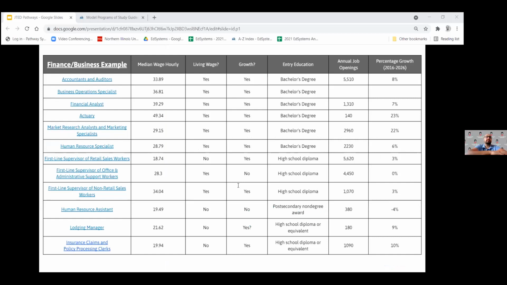This is an example of how we did this for finance and business, right? We looked at various occupations in the finance and business sector. We looked at the median hourly wage. Is that a living wage? Does that have job growth? And what is the entry education level, annual openings, and the percentage growth, right? And then we made a green dot or a green light for those occupations that we thought, hey, we should really be benchmarking our programs, our pathways to these occupations. These yellow lights, maybe we should be benchmarking to these, and I'll give an example of what the yellow means. And then those that are blank, we definitely thought, hey, let's not create programs or programs of study linked to those because they were not meeting the benchmarks that we set for ourselves.